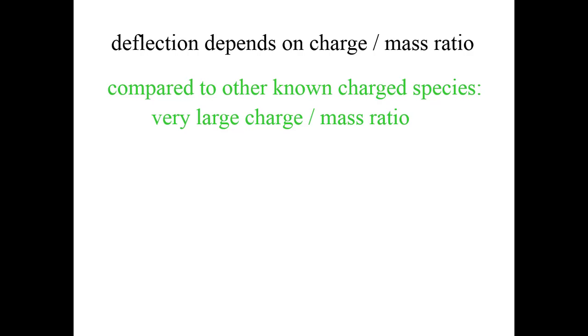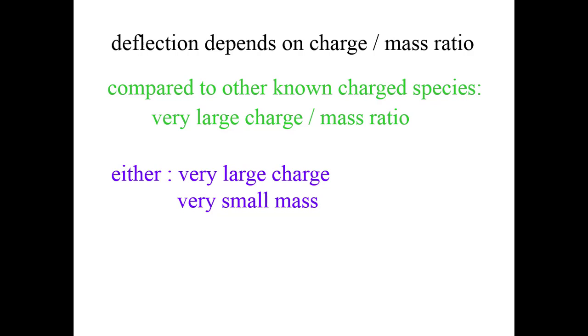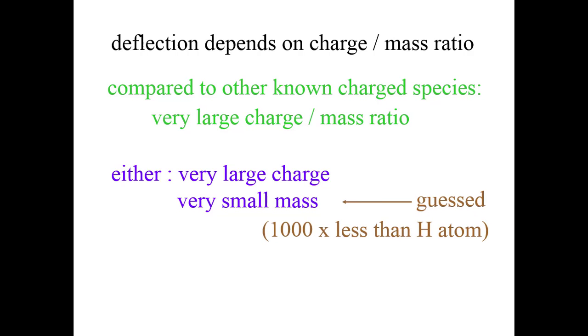Now there are two ways to get a very large ratio, either with a very large charge or with a very small mass. He guessed it was the latter, although the mass would need to be at least 1,000 times less than the mass of a hydrogen atom. In other words, he proposed what we would call a subatomic particle.